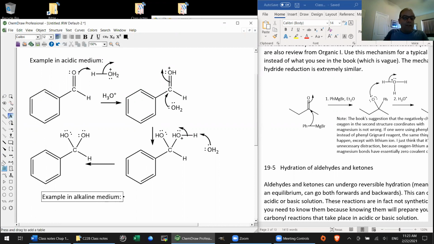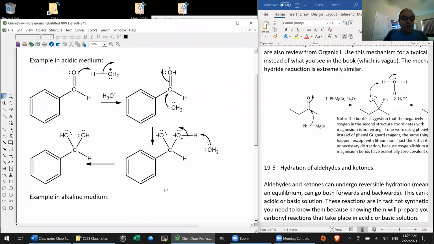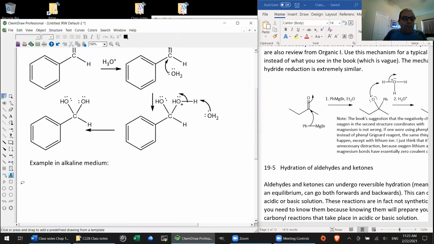Well, what if we did something like this in alkaline medium? And just as I picked benzaldehyde for no other reason than I felt like it, I'm going to pick another aldehyde or ketone just because it pops in my head. What about 2-pentanone? So there's no need to state there is excess water anymore.